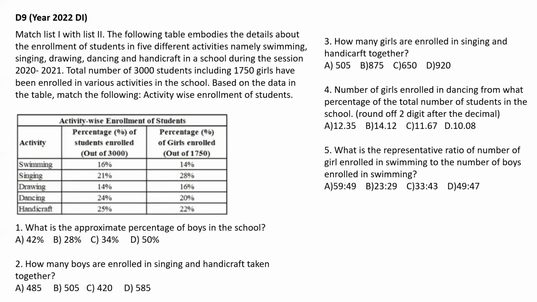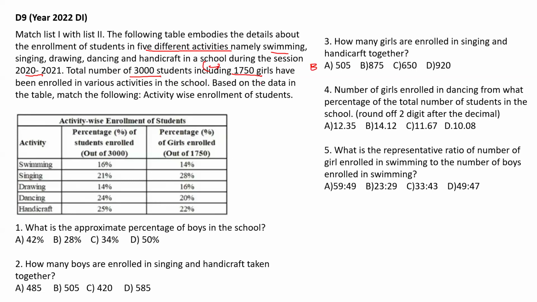It shows the enrollment of students in 5 different activities, namely swimming, singing, drawing, dancing, and handcraft. The academic year is 2021, and the total number of students is 3,000. Out of that, 1750 are girls, so you can find the difference to get the boys, right?